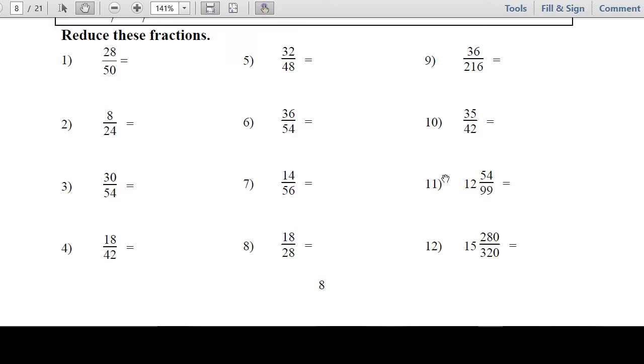So 28 over 50. So don't do it that way. So bring these down to the trees. Which is 2 times 25, 5 times 5. Which is 2 times 5. 2 times 14. 2 times 7. 2 times 7 times 2.